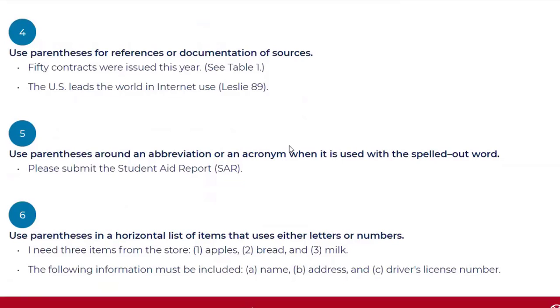Read the fourth one. Use parentheses for references or documentation of resources. Fifty contracts were issued this year (see table 1). Number two, the US leads the world in internet use (Leslie, 89). Okay, explain.